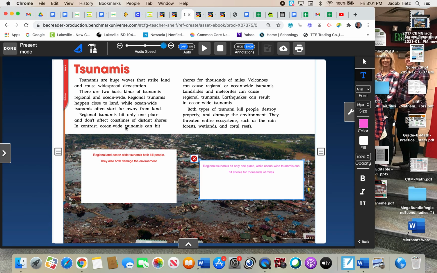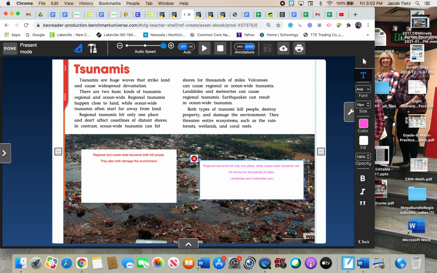And then another difference is we can say that landslides and meteorites cause regional tsunamis. Meteors are when they fly through the sky. Meteorites are ones that make it through the Earth's atmosphere and actually hit the Earth. That's the difference between meteors and meteorites, in case you were wondering.